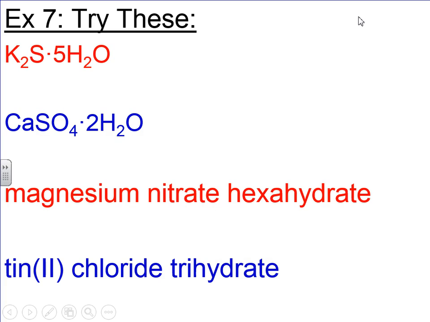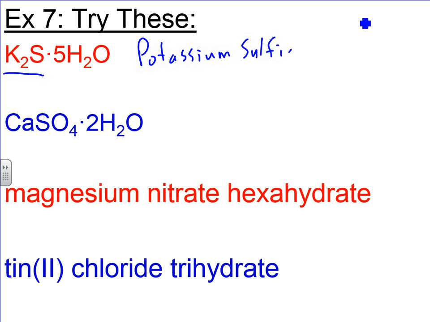So example 7, we have K2S·5H2O. This is named as before using ionic rules. That's potassium sulfide. Notice that the potassium, remember, does not change, but the sulfur becomes an ide. And then the 5 is penta, and the water is hydrate, so pentahydrate.